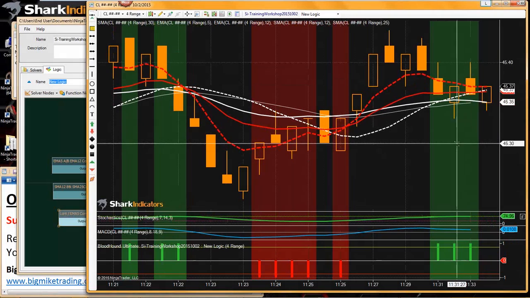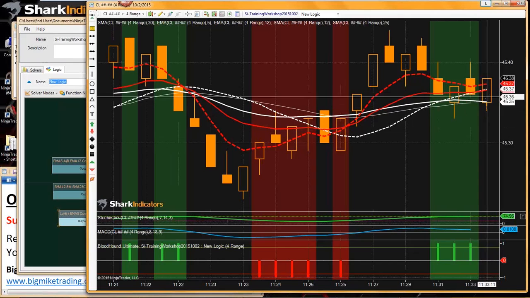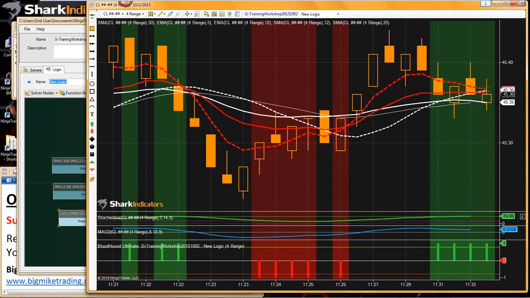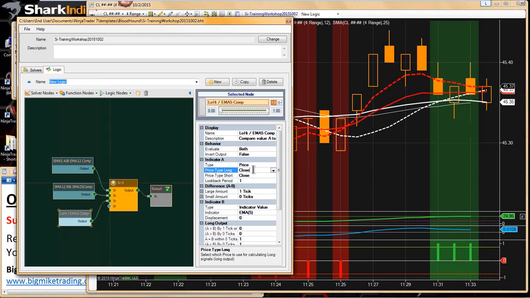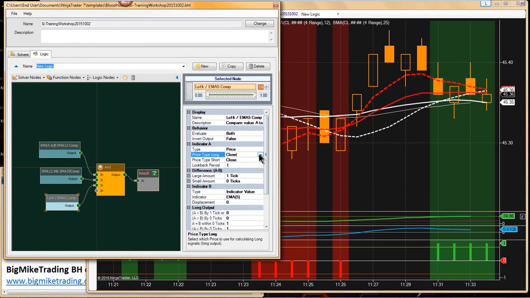Yeah, so there we go. Now the closing price is just barely above that EMA, and you can see the signal disappears. So there's lots of ways that you could set this up depending on how you want it to look. Right, so let's see. I'll go back. Let's see if we leave it on the close.